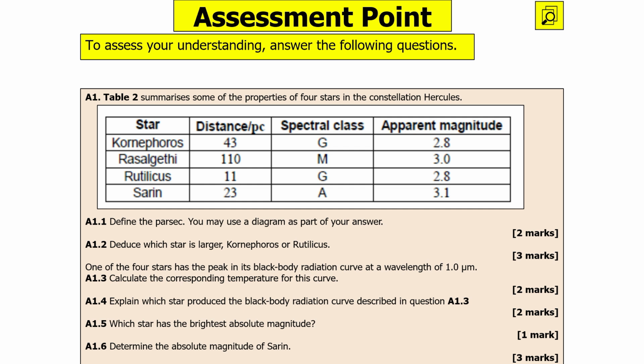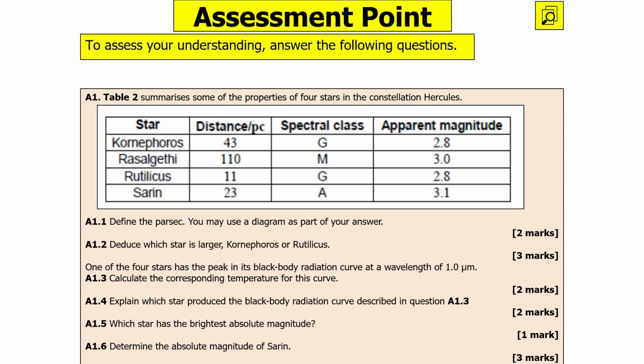The next question says, Table 1 summarises some of the properties of 4 stars in the constellation Hercules. Firstly, define the parsec. You may wish to use a diagram as part of your answer. Then deduce which star is larger, Copernicus or Reticulus. One of the 4 stars has the peak in its blackbody radiation curve at a wavelength of 1 micrometer. Calculate the corresponding temperature for this curve. Explain which star produced the blackbody radiation curve described in question 1.3. Then which star has the brightest absolute magnitude, and then determine the absolute magnitude of Sarin.